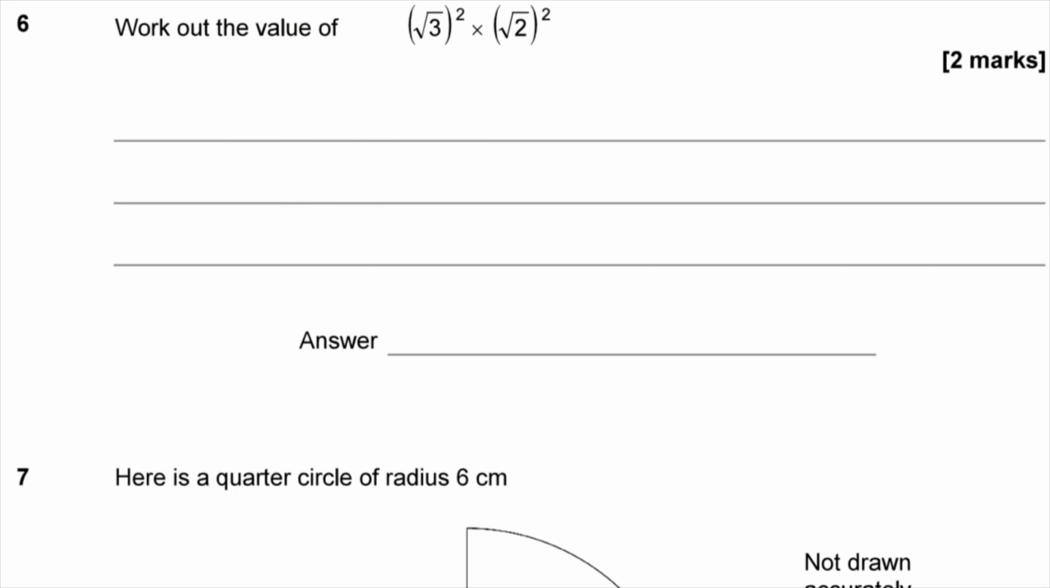Question 6. Work out the value of the square root of 3, squared, times the square root of 2, squared. Now you'll realize that square rooting and squaring are opposite operations. So square rooting something and then squaring it again will give you back what you started. So the square root of 3 then squared is going to just be 3, and the square root of 2 squared is going to be 2. So the answer is 3 times 2, which is 6. So very easy.